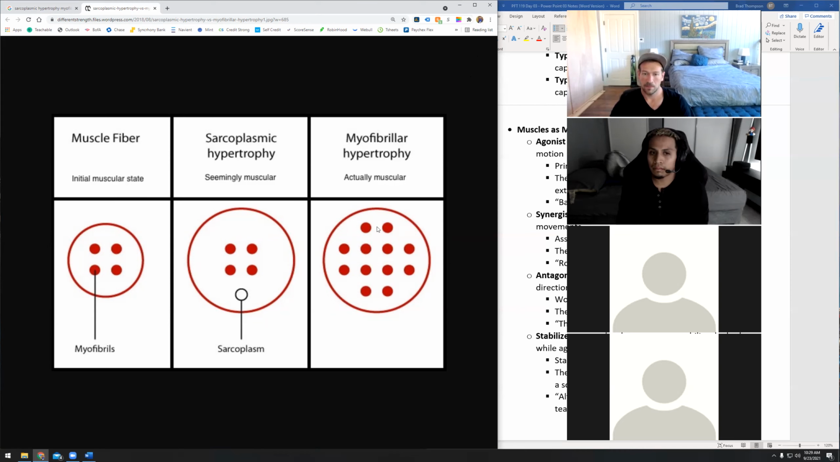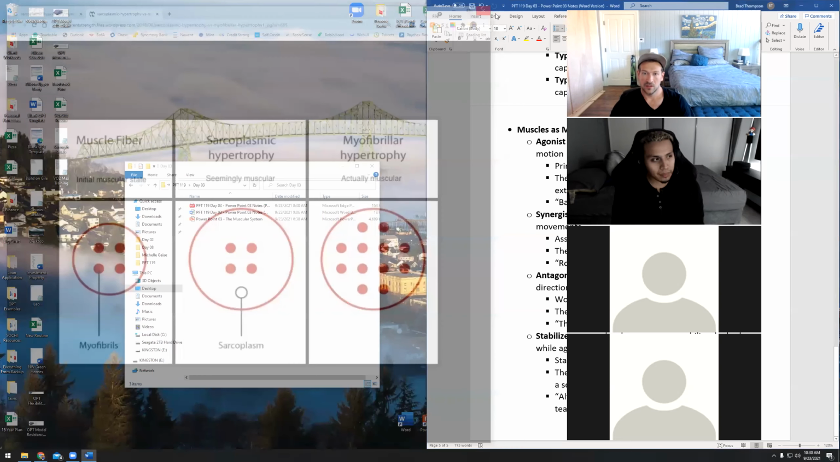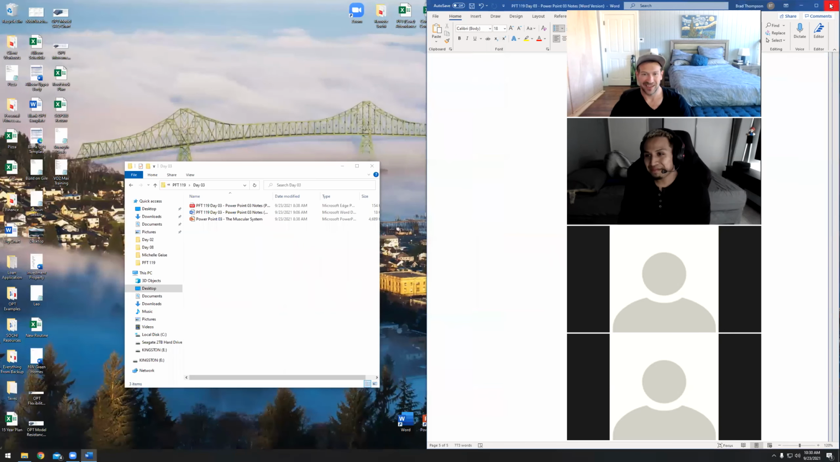Which one did you say was type 2A? 2A is over here. This is the athlete, and this is the powerlifter. The 2X is power. X is extreme, bro. X is extreme.